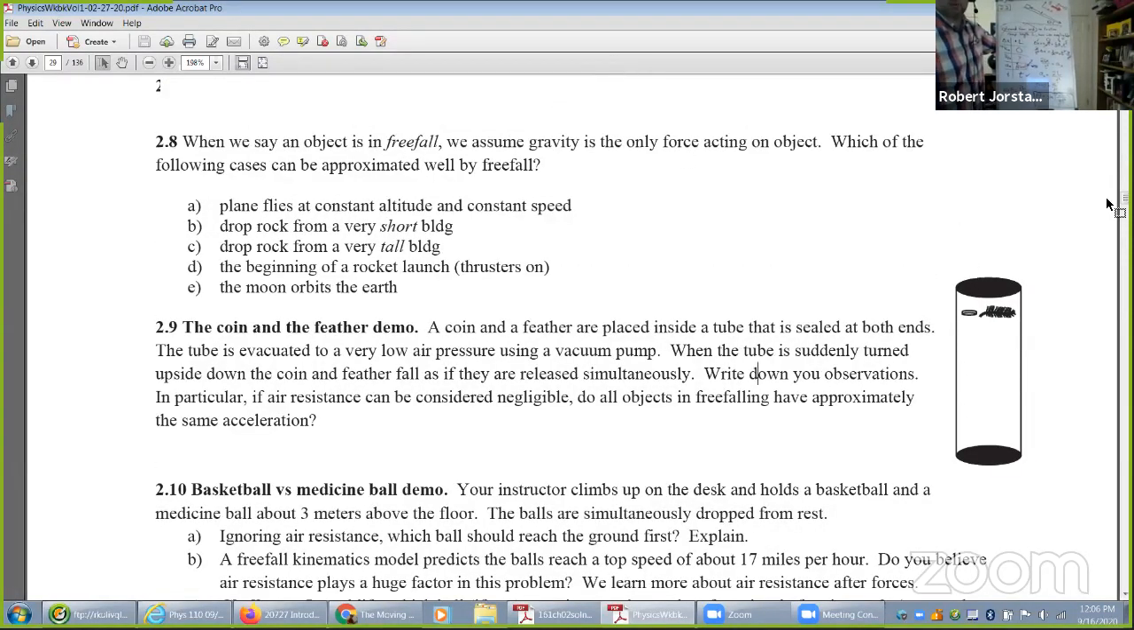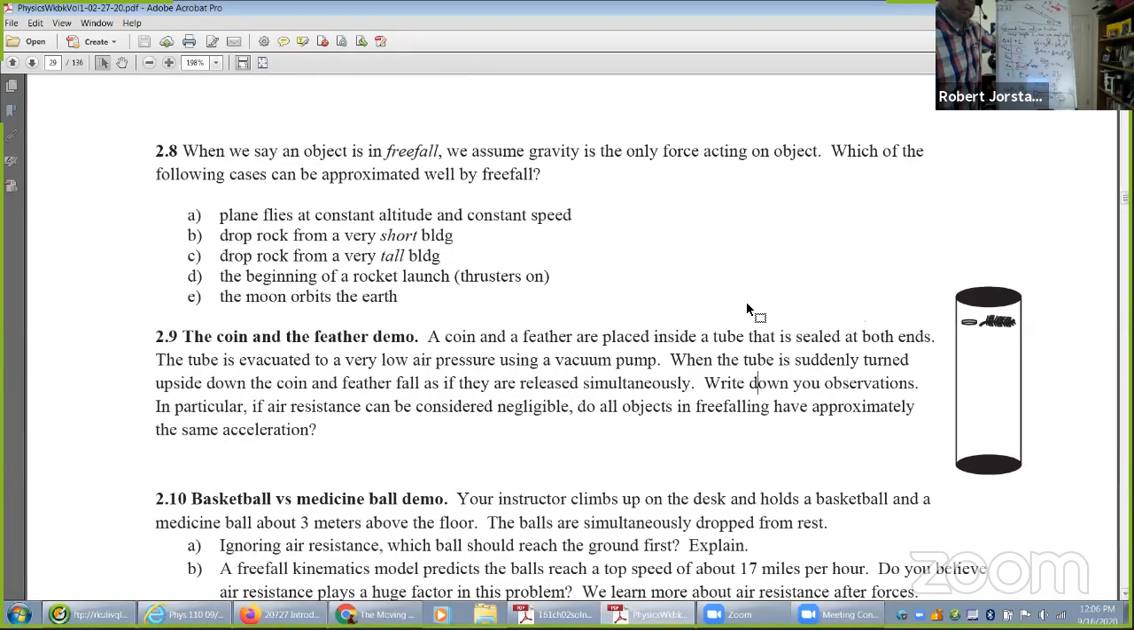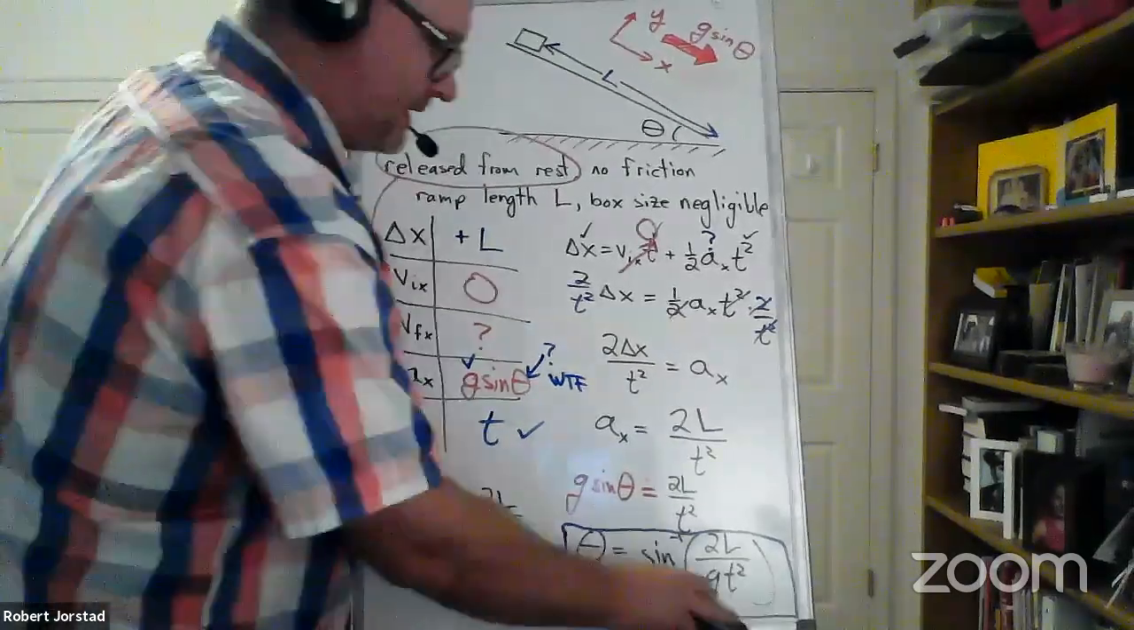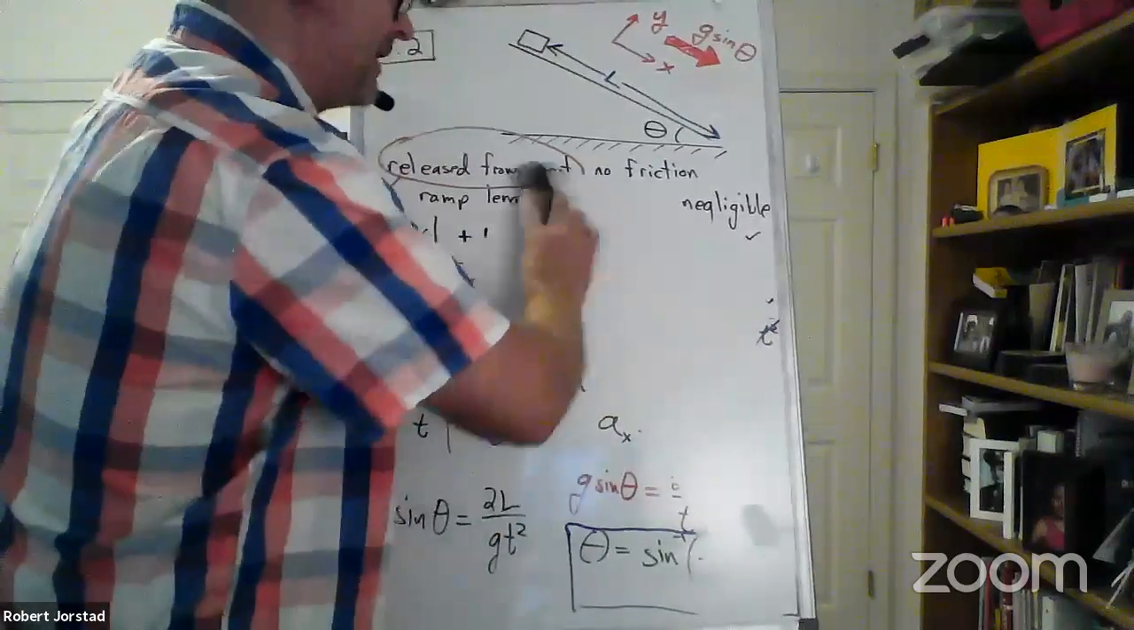And this is page 27 if you've got it. So free fall means gravity is the only force acting on an object.